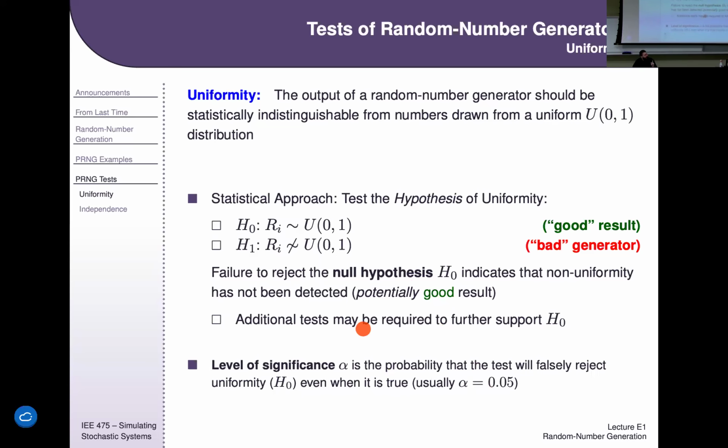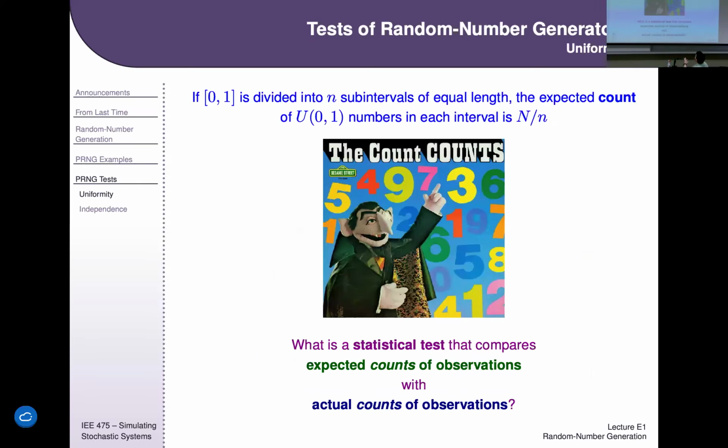So here we're going to talk about our level of significance, alpha. We're going to usually set it to 0.05. That's interpreted as: if you give me a uniform source, I will improperly flag it for non-uniformity 5% of the time. That's our interpretation of that. All right, so how do we do this?